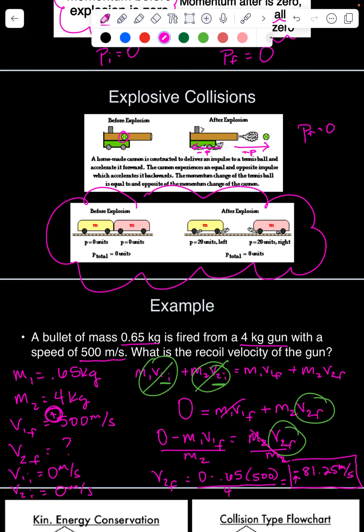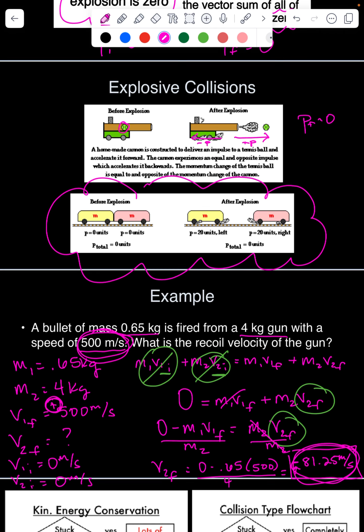All right, if we know, thanks to Newton's third law of motion, that the gun and the bullet will experience the same force, why is the bullet traveling at 500 meters per second after the explosion, and the gun is just traveling at 81 meters per second? Hopefully, you're saying that the bullet is such a smaller mass. So it's the difference in mass that accounts for the different velocities. All right, so that's our example of explosive collisions.